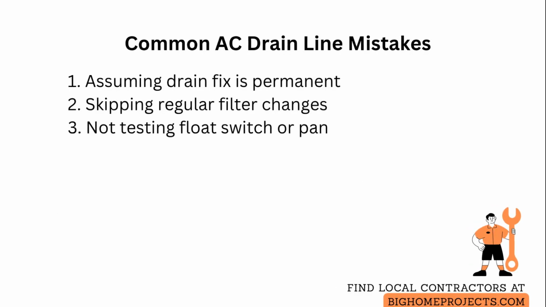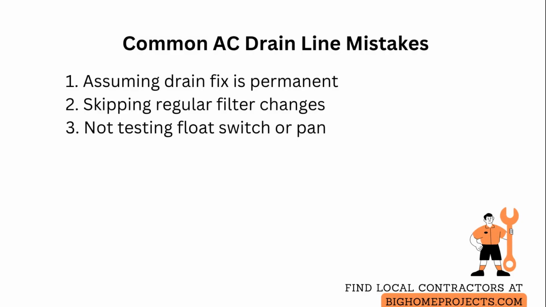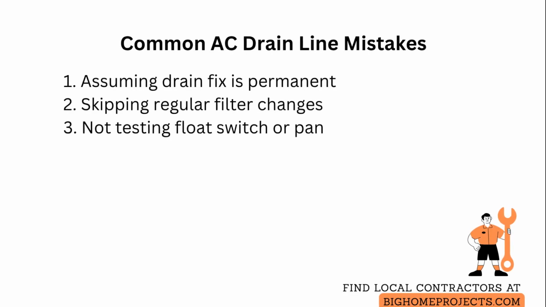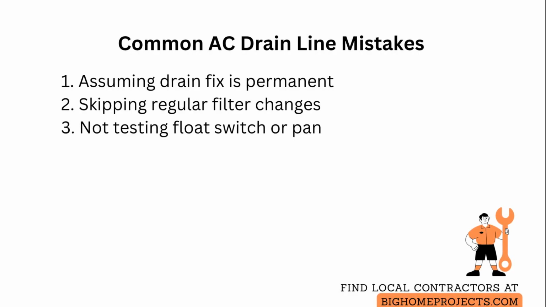Common mistakes are assuming a new drain line is a lasting fix when the underlying cause remains. Make sure you address buildup sources and install a trap and accessible cleanout so maintenance is repeatable. Another issue is skipping filter changes because it seems minor. Neglecting filters increases coil dirt and forces the condensate system to work harder, so commit to a filter change schedule and keep spare filters on hand.